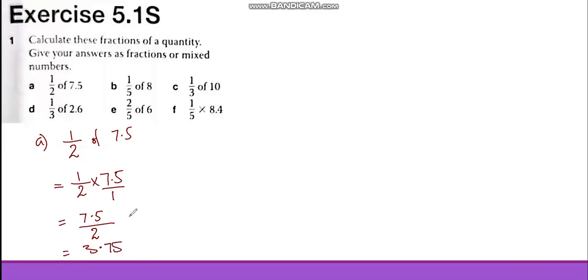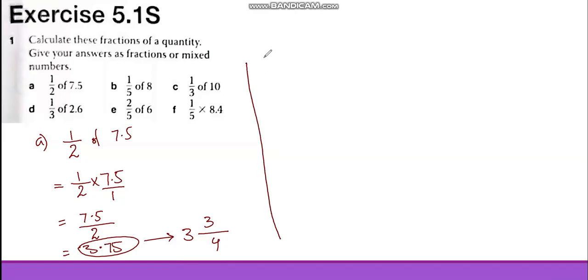But as they have mentioned that we have to give our answer as a mixed number or fraction, and this number contains a whole part and a fractional part, let's write it as a mixed number. 3 is the whole number, while 0.75 is basically 75%, which can be written as the fraction 3/4. So it is 3 and 3/4, which represents 3.75 in decimals.